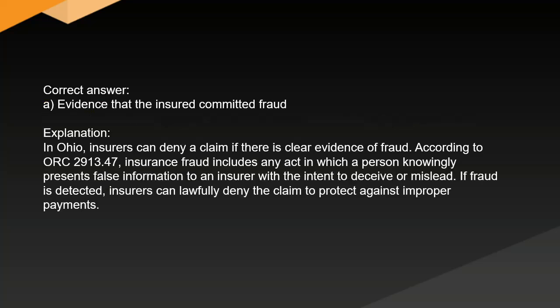Correct answer. A. Evidence that the insured committed fraud. Explanation. In Ohio, insurers can deny a claim if there is clear evidence of fraud. According to ORC 2913.47, insurance fraud includes any act in which a person knowingly presents false information to an insurer with the intent to deceive or mislead. If fraud is detected, insurers can lawfully deny the claim to protect against improper payments.